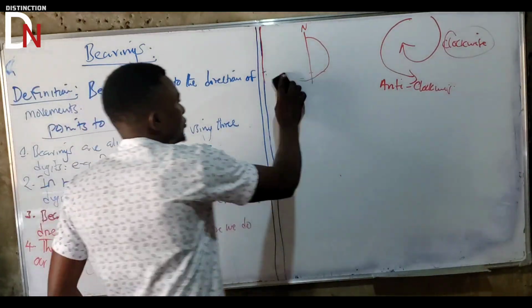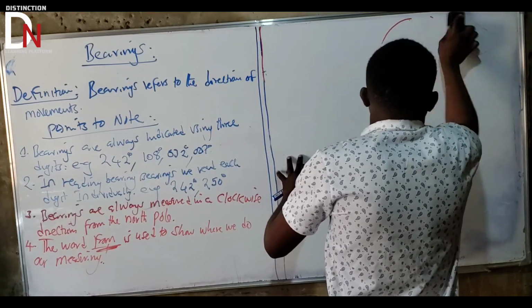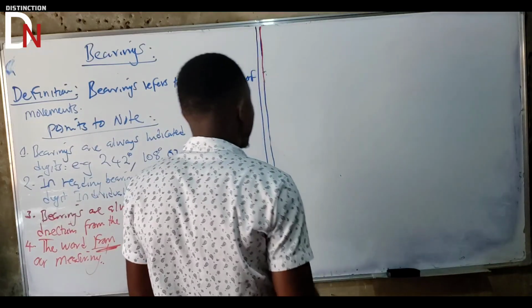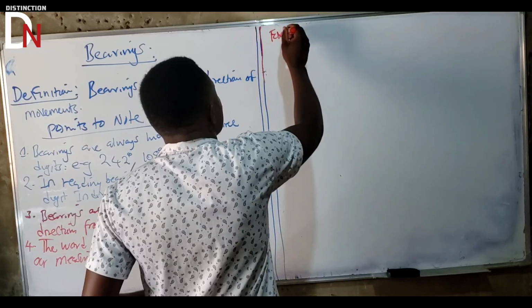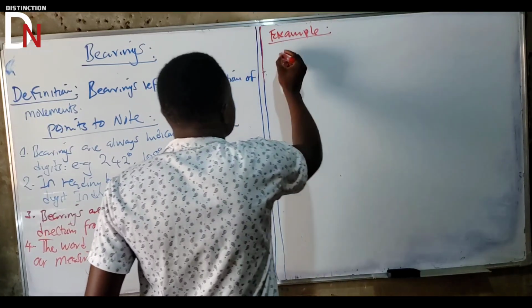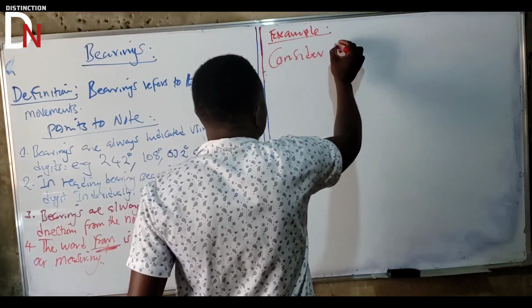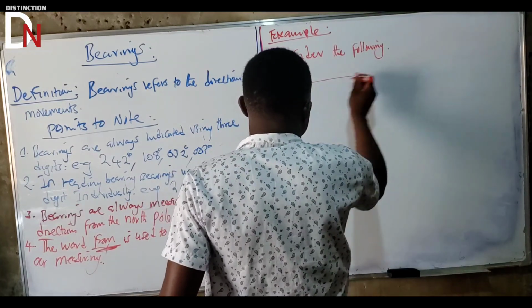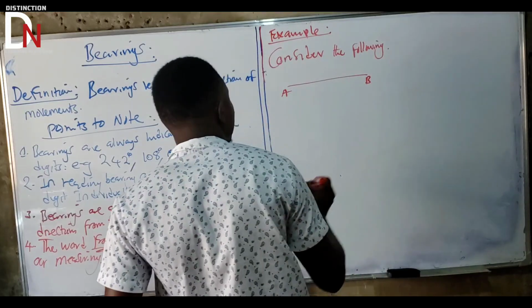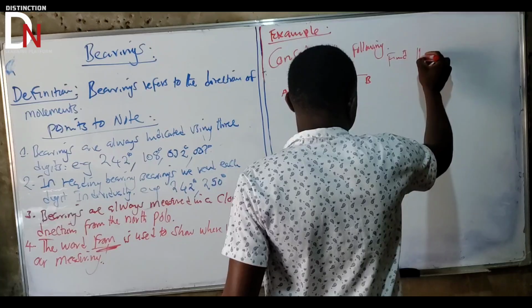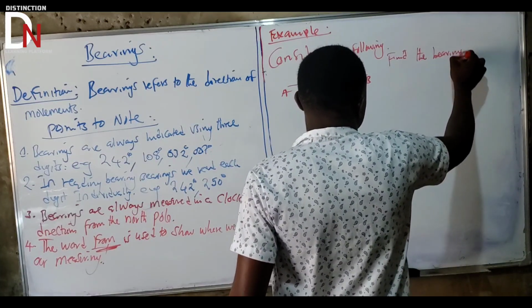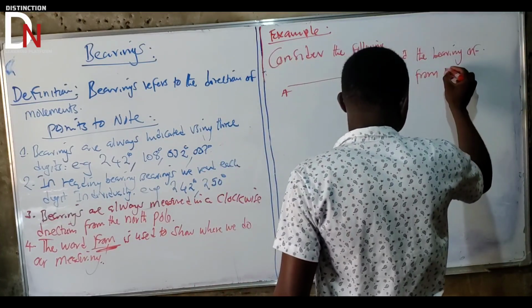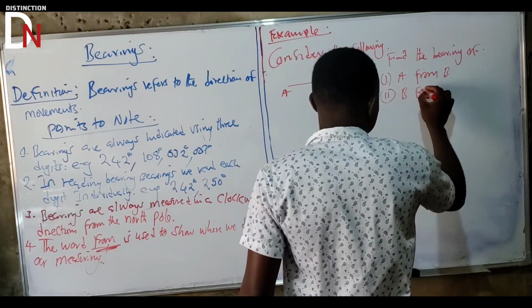So for example, consider the following. This is point A, this is B. Find the bearing of, first one, A from B. Second one, B from A, like that.